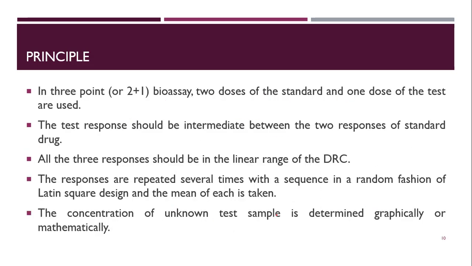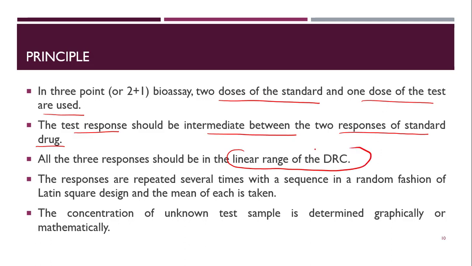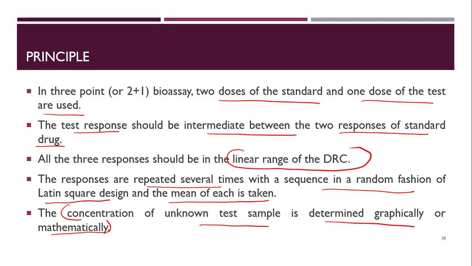So in 3-point or 2+1 bioassay, 2 doses of the standard and 1 dose of the test are used. The test response should be intermediate between the 2 responses of the standard drug. All the 3 responses should be in the linear range of the DRC. The responses are repeated several times in a random sequence by Latin square design, and the mean of each is then taken. The concentration of the unknown test sample is determined graphically, or mathematically.